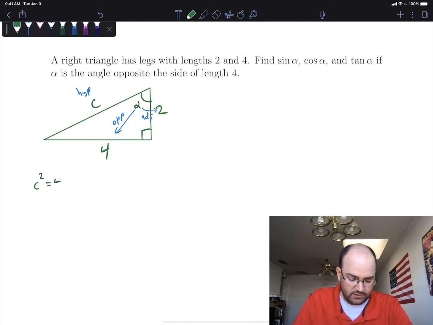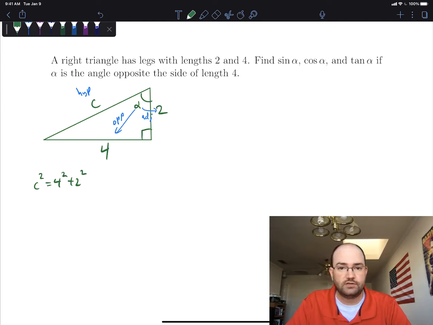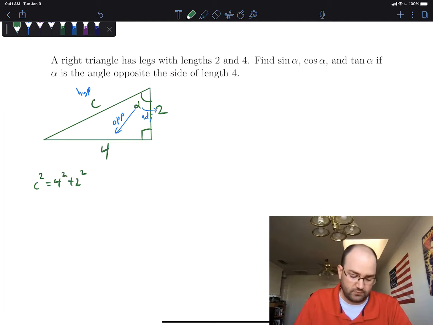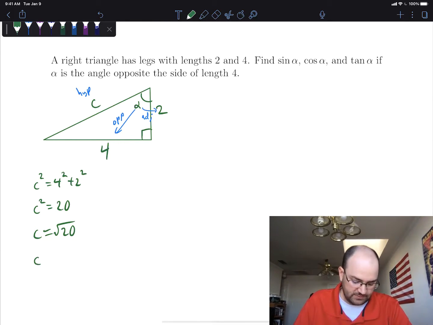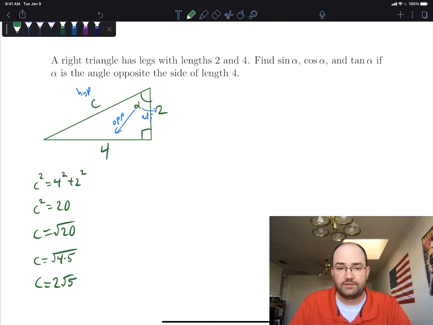So c squared equals 4 squared plus 2 squared. 4 squared is 16, 2 squared is 4, 16 plus 4 is 20. So c would be the square root of 20, and square root of 20 is the same thing as square root of 4 times 5. So that gives me 2 square root of 5. And yes, you do need to simplify these.